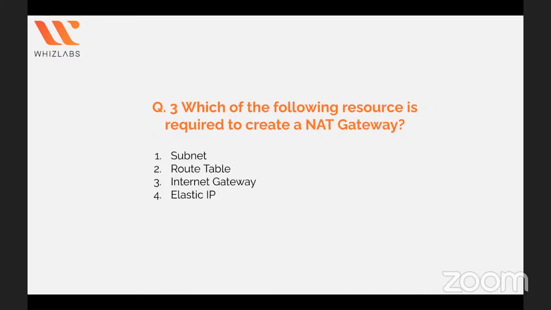And here we go. Which of the following resources is required to create a NAT gateway? When you are creating a NAT gateway, do we need to create a subnet? Do we need to create a route table? Do we need to create an internet gateway? Or do we need to create an elastic IP in advance to create a NAT gateway? For the creation of a NAT gateway, what do we need?